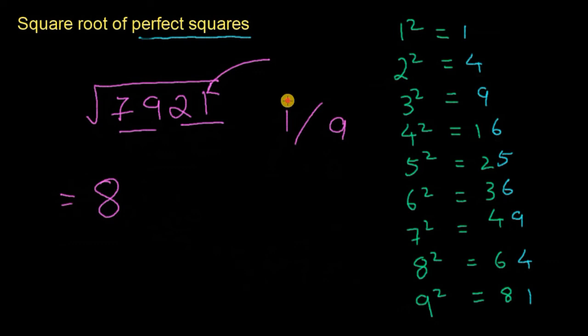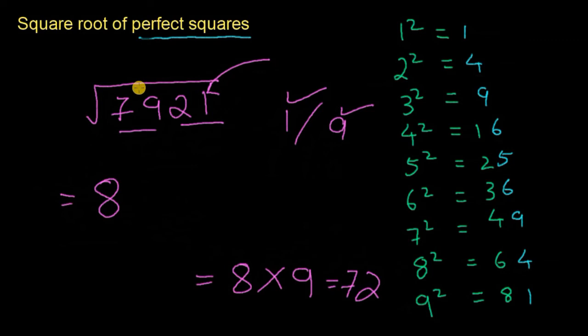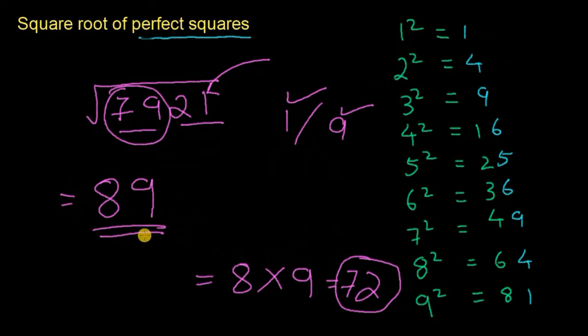Our second digit will be either 1 or 9, so let us decide between them. You take 8 and multiply by its increment, 8 into 9. 8 9s are 72. So you compare these two numbers, 79 and 72. We see that 79 is greater than 72. Choose the greater number and that will be your answer. 89 is your final answer.